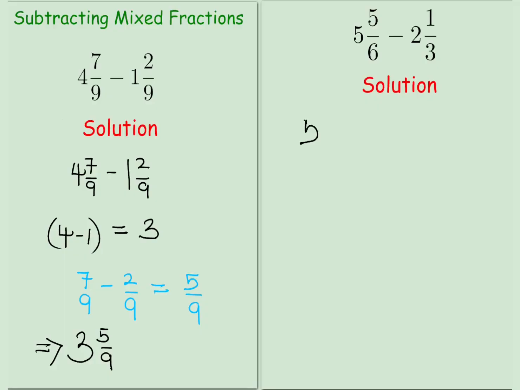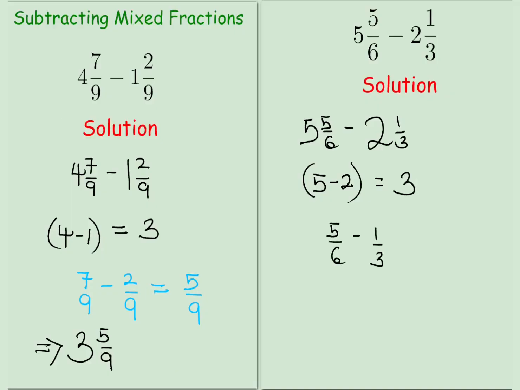That is 5 whole number, 5/6 minus 2 whole number, 1/3. So we can work out our 5 minus 2 separately, which also gives us a 3. And then we can work out our 5/6 minus 1/3. This has to do with unlike fractions. So we look for our LCM. The LCM of 6 and 3 gives us a 6. So we put our 6 there.